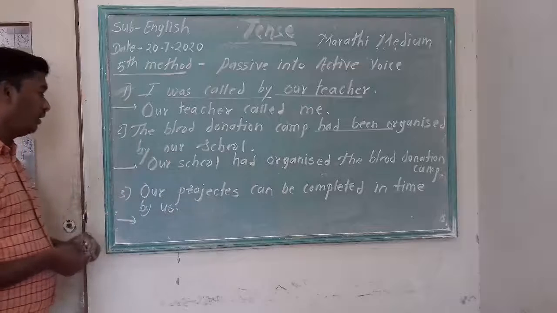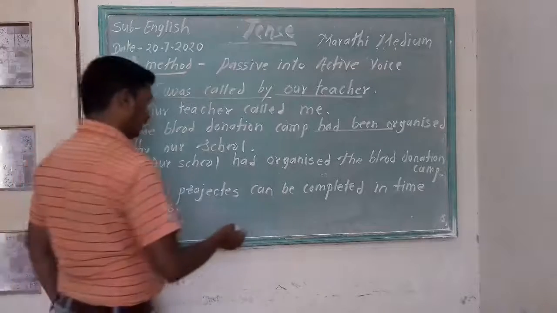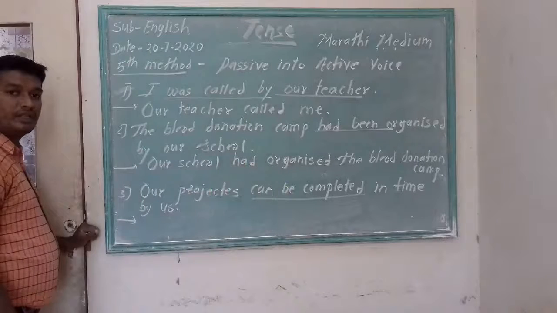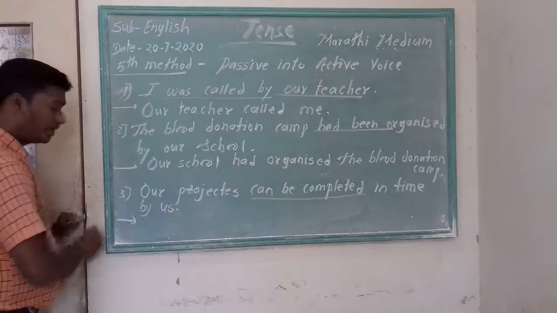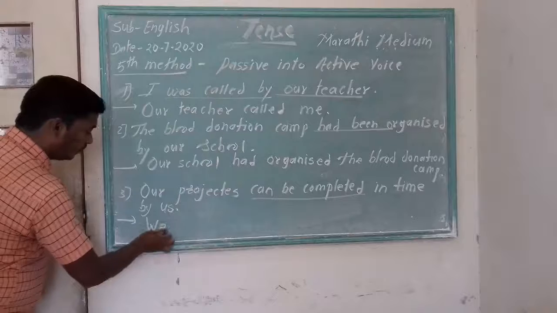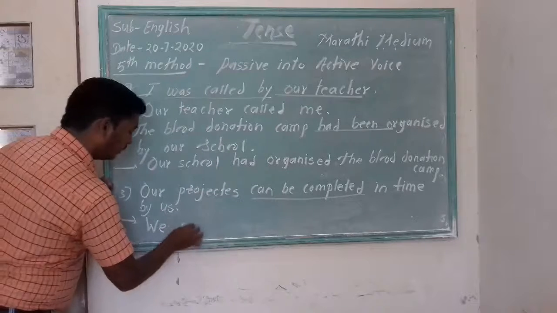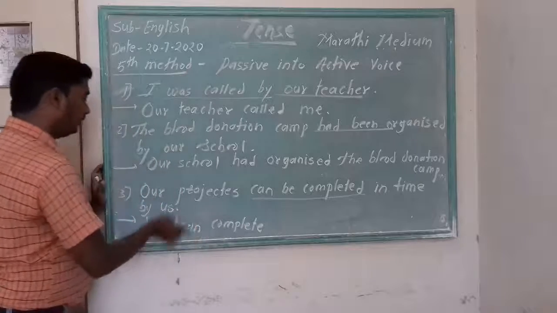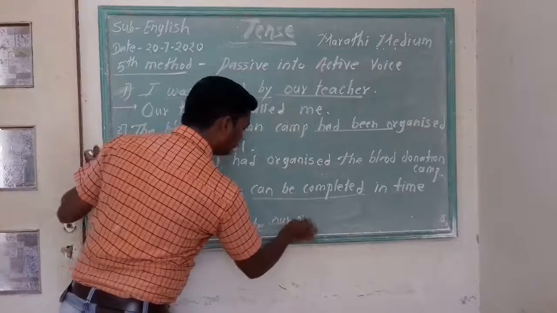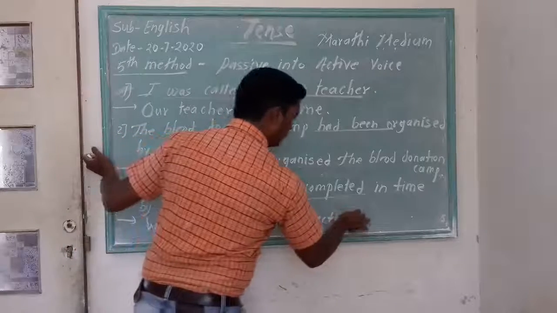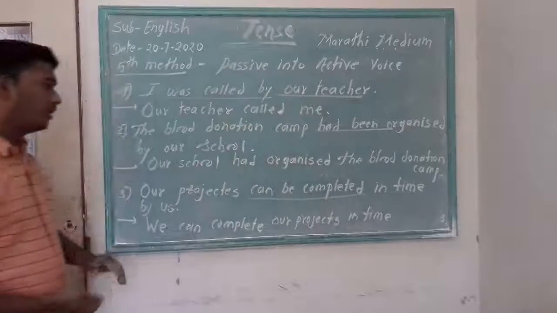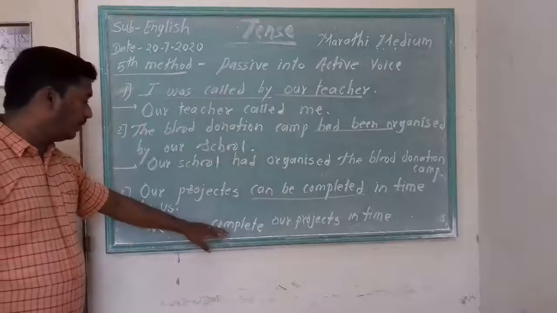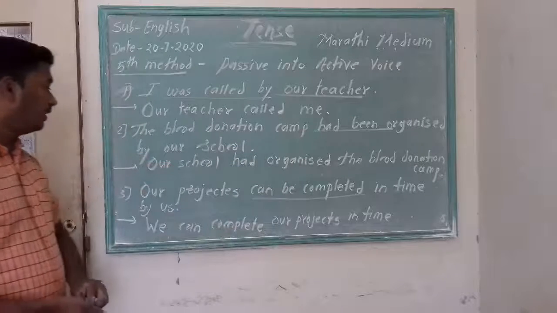Now another sentence. Our projects can be completed in time by us. From can be completed, it is in passive voice. Take the object at the place of subject. What is the object? Us. Convert it into we. Can. Remove be. Completed into complete. We can complete, then the subject, our projects, in time. First, we have taken the object at the place of subject, us into we, then can, remove be, completed into complete, then the subject our projects, in time. We can complete our projects in time.